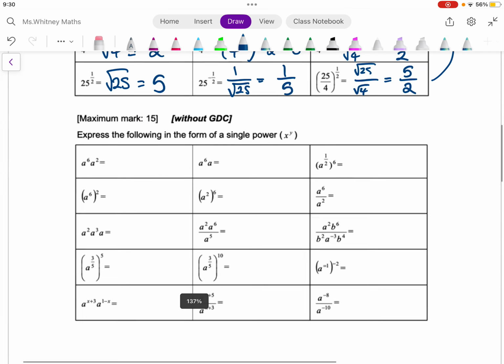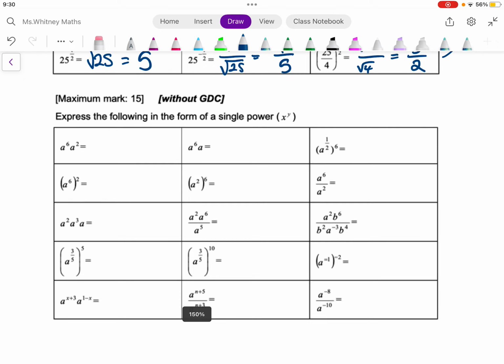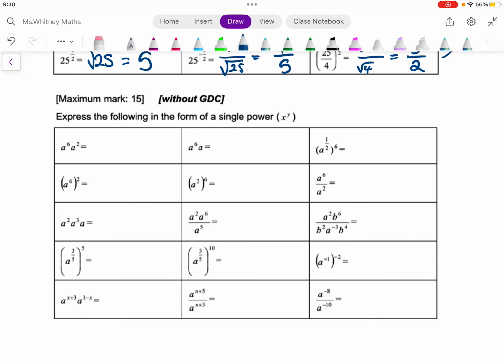So some questions on the screen here. If you haven't had a chance to look at them yet, then just pause the video and then come back and I'll go through them. Okay, I'm going to work through these now.